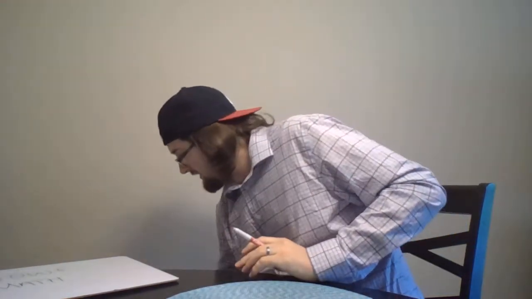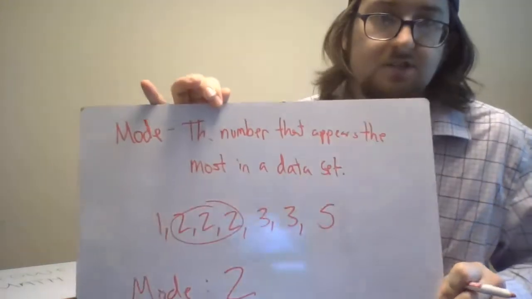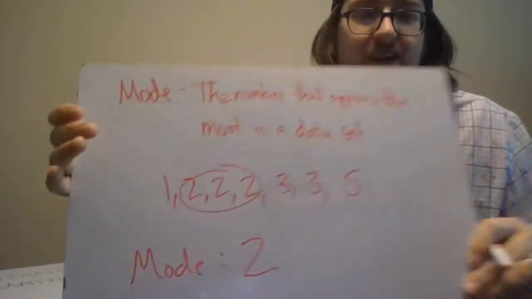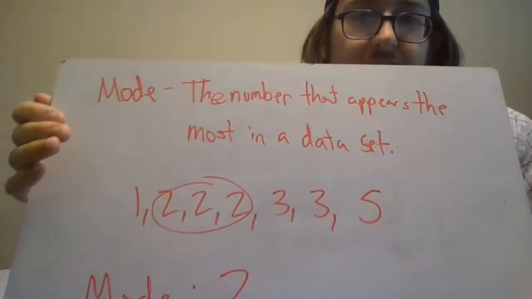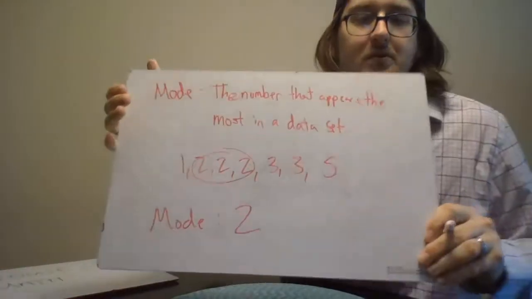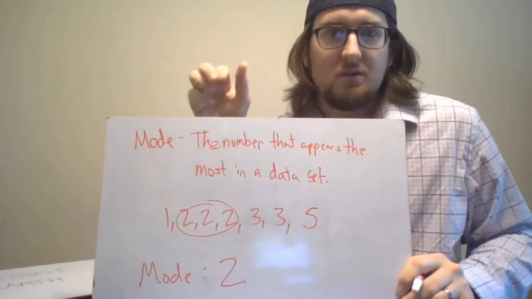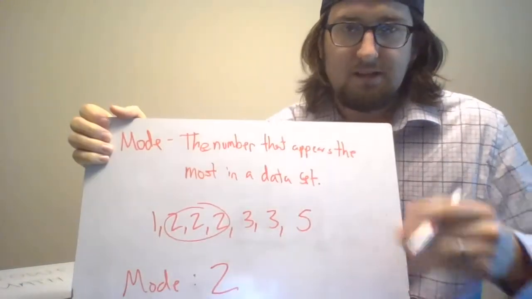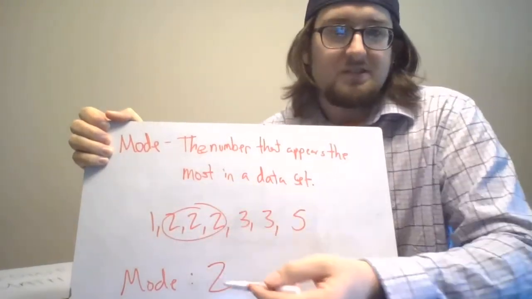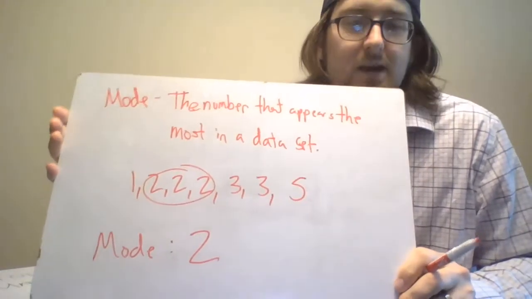Next would be the mode. Okay, I kind of just erased something there, so we're going to rewrite the E. Okay, so the mode is the number that appears the most in the data set. Mode, most. Earlier I didn't say, but median sounds like middle, and it is the middle. Mode is the most. So when I look at my data set, the same one, 1, 2, 2, 2, 3, 3, 5, the number that appears the most is 2. This is the easiest of the 4 things, in my opinion. Okay, mode is what happens the most.